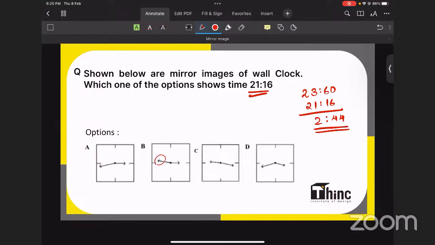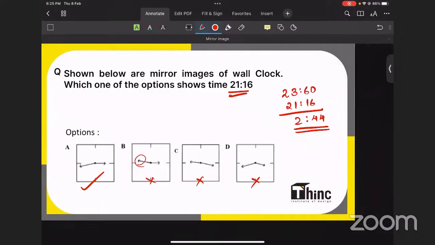So this is 46. Okay. So this is 16. And here, this is 344. Simply option A. Or simply looking into that clock which is showing 244, you can choose. It is also option A.